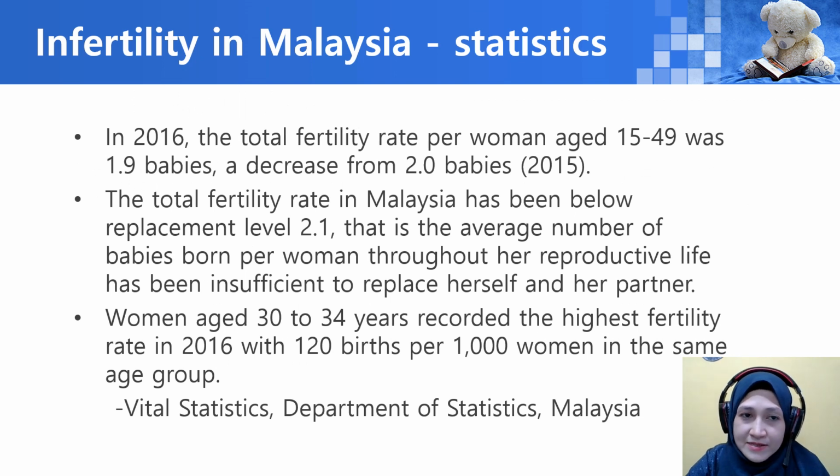So this is just the statistics about the fertility rate of women in Malaysia. So this is a bit outdated. In 2016, the fertility rate in Malaysia is 1.9 babies, and I think recently it is also decreasing to 1.7 or 1.8. So it means that the total fertility rate in Malaysia is below the replacement level, which is 2.1. So replacement level means the number of babies that need to be born in order to replace the people who died.